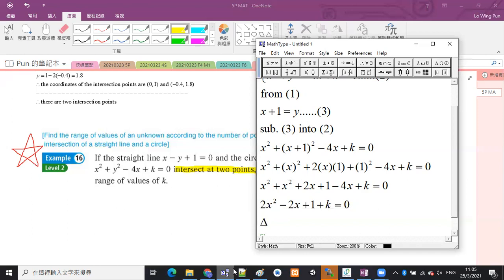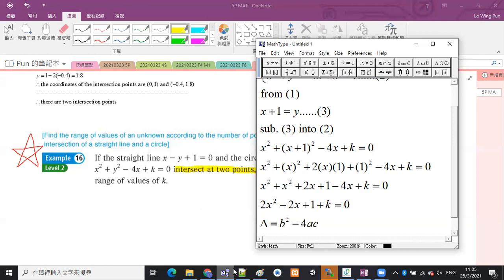This one. Delta. What is the formula of delta? Delta is b squared minus 4ac, very good. That's correct. Delta is equal to b squared minus 4ac.